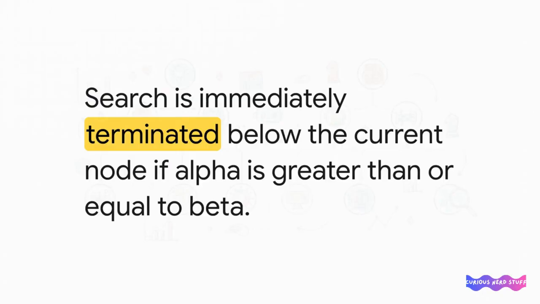And this leads us to the ultimate trigger, the pruning condition itself. At any point during the search, if alpha becomes greater than or equal to beta, the search below that current node is immediately terminated. Why? Because a mathematical contradiction just occurred. Let's break that down.